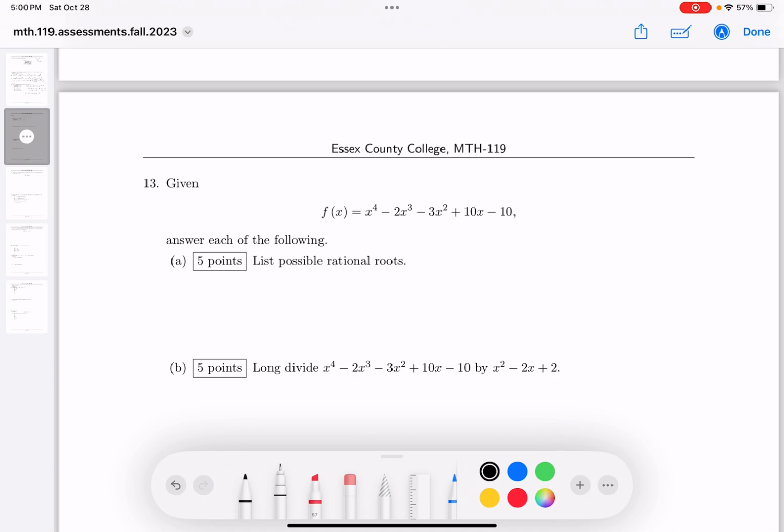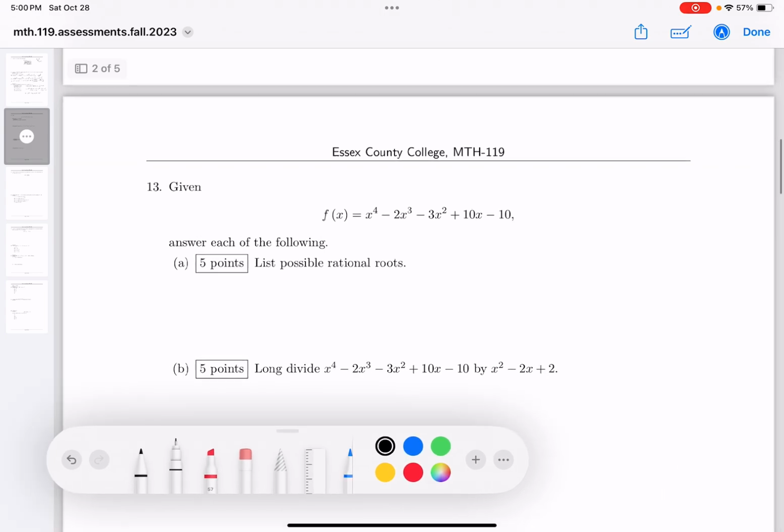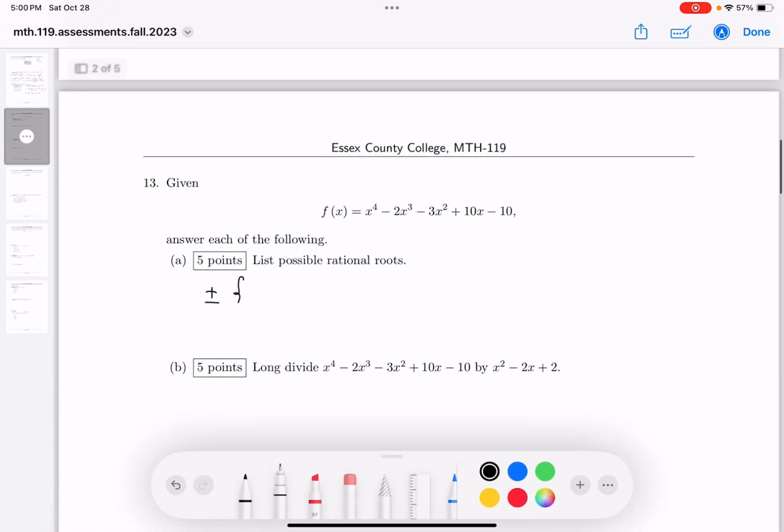So the first question is, what are the possible rational roots? And we're using the rational root theorem to do that. So plus or minus, it's going to be a set of numbers. It's going to be the factors of 10, which would be 1, 2, 5, and 10. And then the factors of the coefficient of the fourth degree term would be 1.